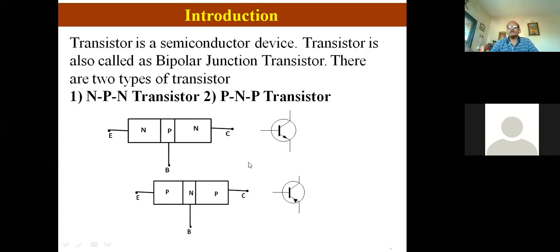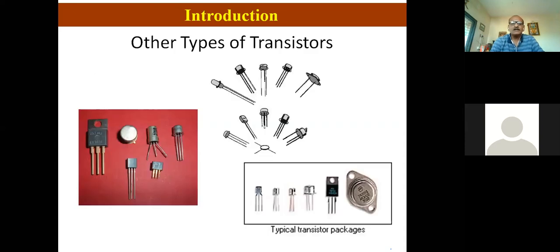Now, this is about the introduction of a transistor. In B.Sc part, first we have seen what a transistor is, what the different types of transistor are, the construction of a transistor, and its physical properties. After that, here we have to see the biasing of a transistor. These are the transistors. Here, other types of transistor.